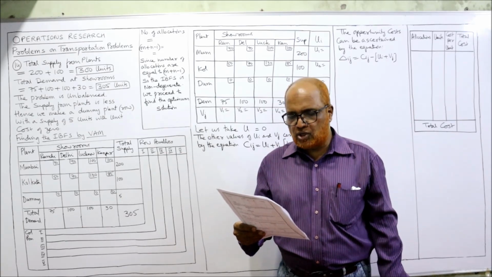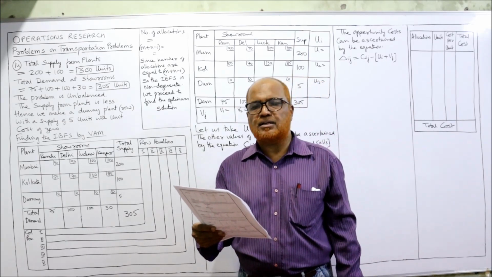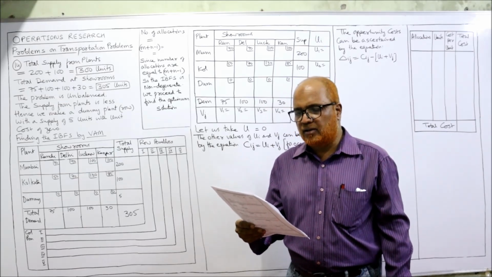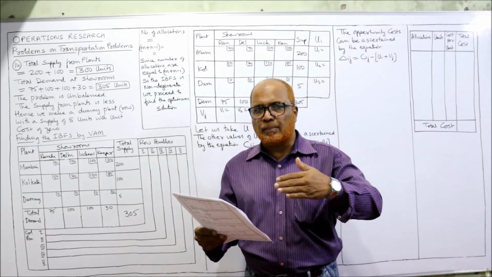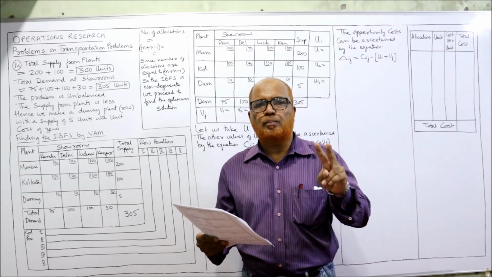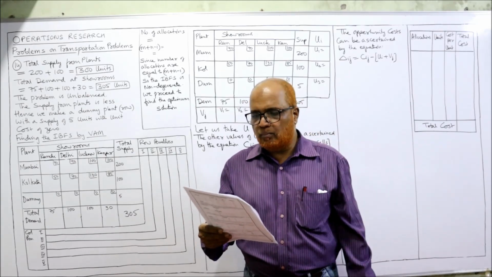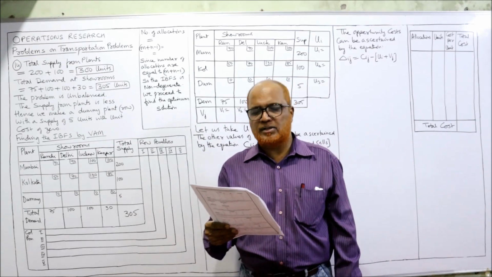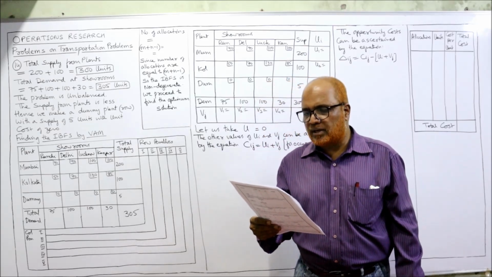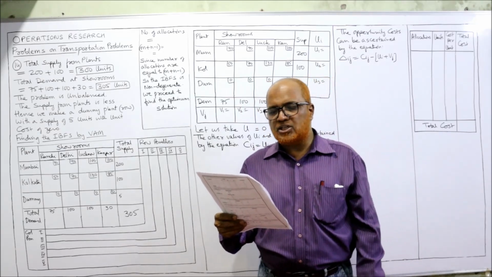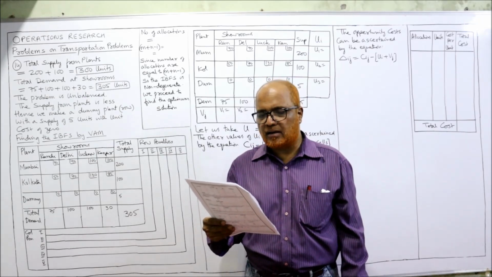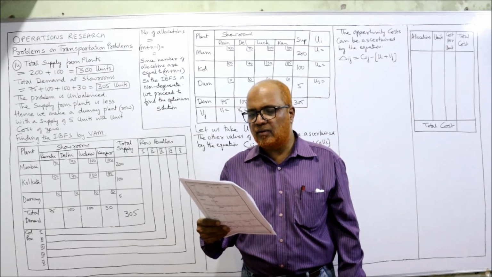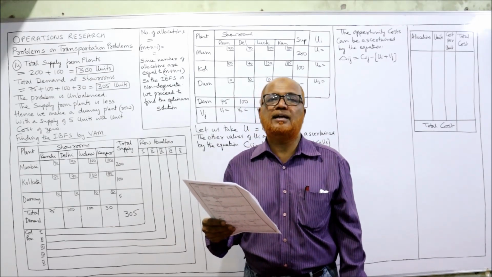A company manufacturing air coolers has two plants located at Mumbai and Kolkata with a weekly capacity of 200 and 100 units respectively. The supply is from the plant. Two plants they are having, two rows: one Mumbai, second Kolkata. The supply is 200 units from Mumbai and 100 units from Kolkata. The company supplies air coolers to its four showrooms situated at Ranchi, Delhi, Lucknow and Kanpur, which have a demand of 75 units, 100 units, 100 units and 30 units.